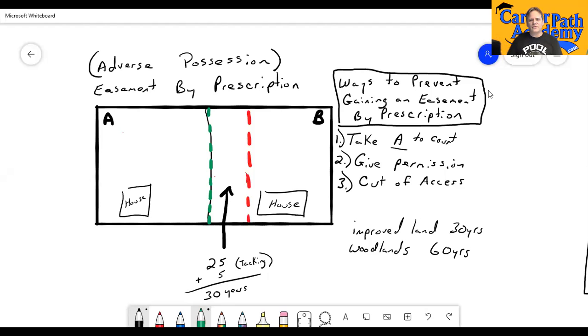Okay. Now, back to this image here. We could either take legal action, take them to court, give them permission, or cut off their access by putting up a fence where it really belongs. Then you're cutting off their direct access to this area, so they can't claim it. Now you just reset that time clock. Now you take them to court to get them to remove that fence that they built on your property. Don't go ripping down that fence on your own though.